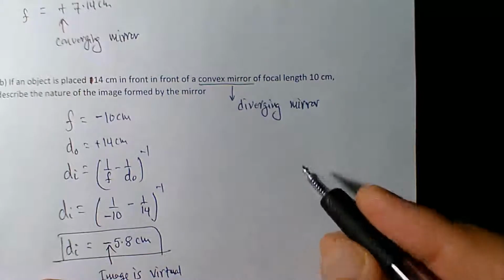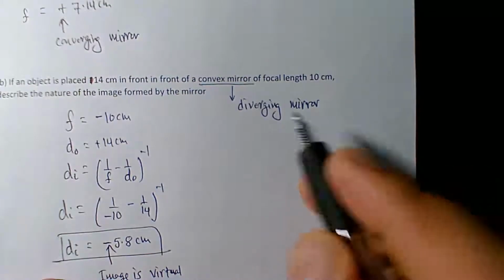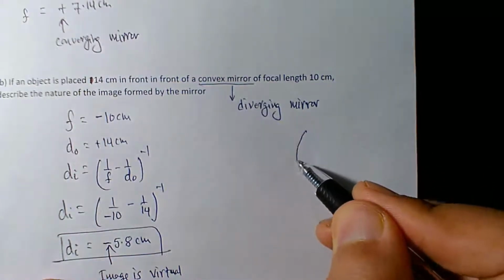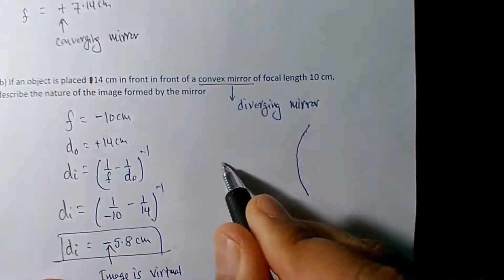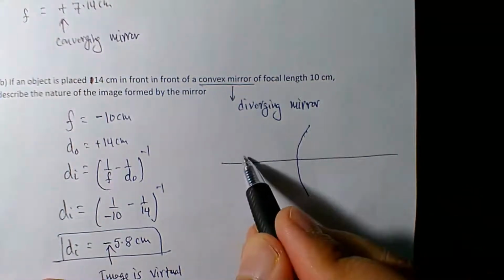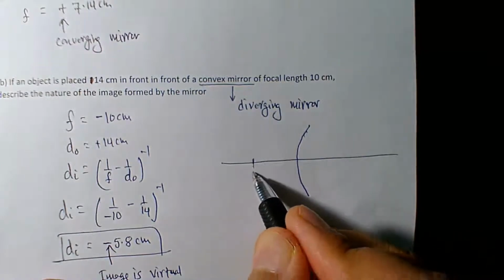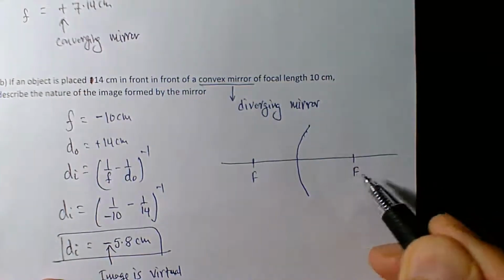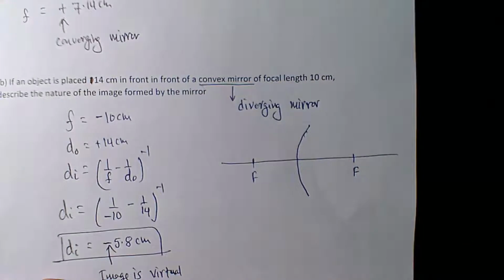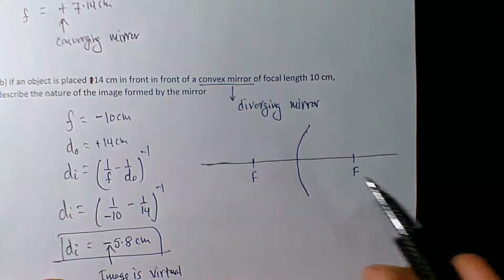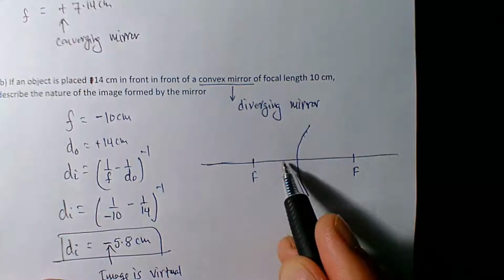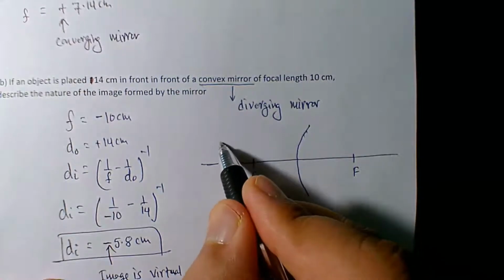Now let's draw the ray diagram. So this is a convex mirror, or diverging mirror. The shape will be like this, right? And this is the principal axis, and you place an object somewhere here. Its focal length is 10. Let's say this is the focal point, symmetrically, and you place an object 14 centimeter in front of it. If this is 10, try to be to scale, so somewhere here.